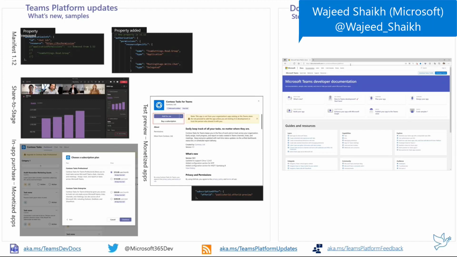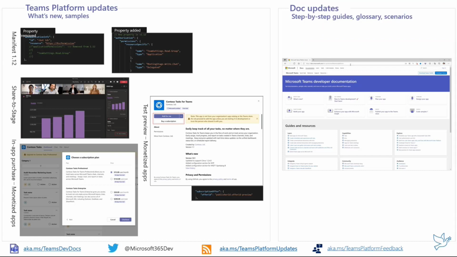Thank you, Brian. So here I would like to cover updates from the Teams platform as well as the documentation update. Starting with the Teams platform update, to the left top, now we have a newer manifest schema version, which is 1.12, and we have added a new property to have a common place to specify the authorization part for your application, wherein now you can specify not only just the application permission, but also the delegated permissions.